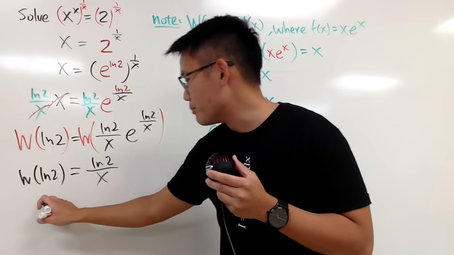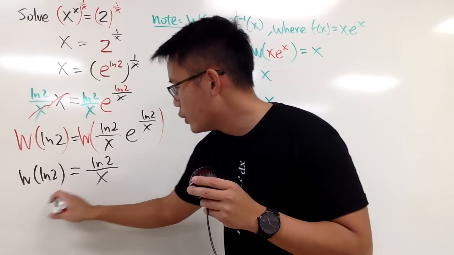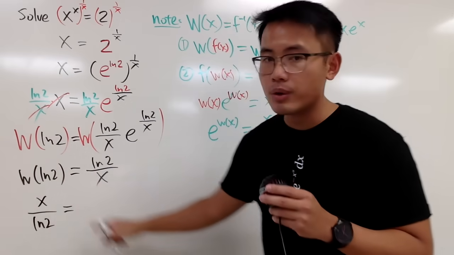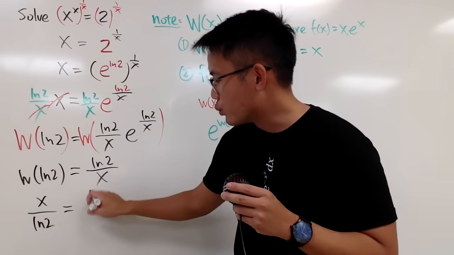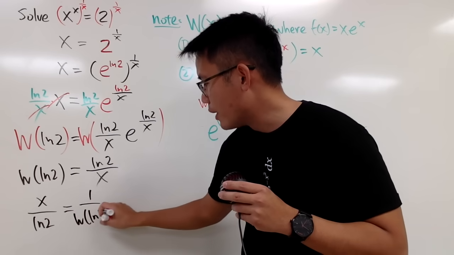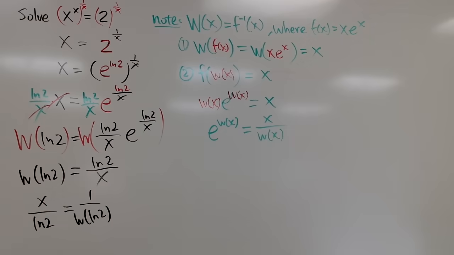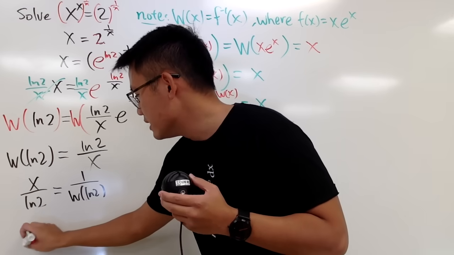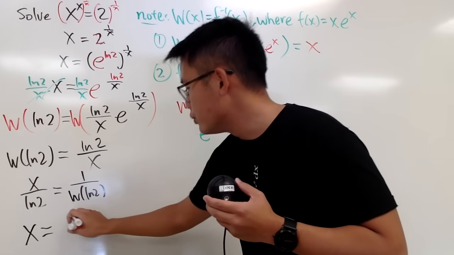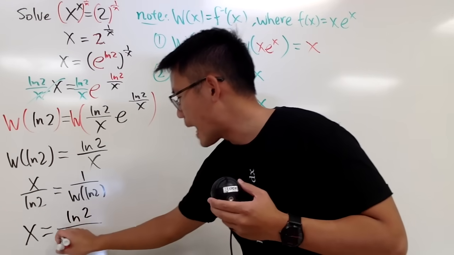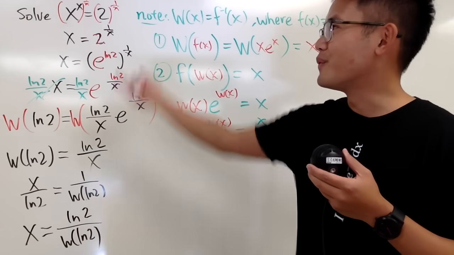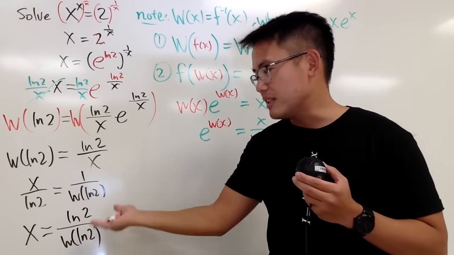So I'll just take the reciprocal on both sides. And I'm going to write this down first. We will have x on the top over ln2, and that's equal to, this will be in the denominator now, so it's 1 over w of ln2, like this. And of course, we can now just multiply by ln2 on both sides. So we see x is just equal to ln2 on the top over w of ln2. And that's it. That's totally okay for the answer of that equation in the exact form.